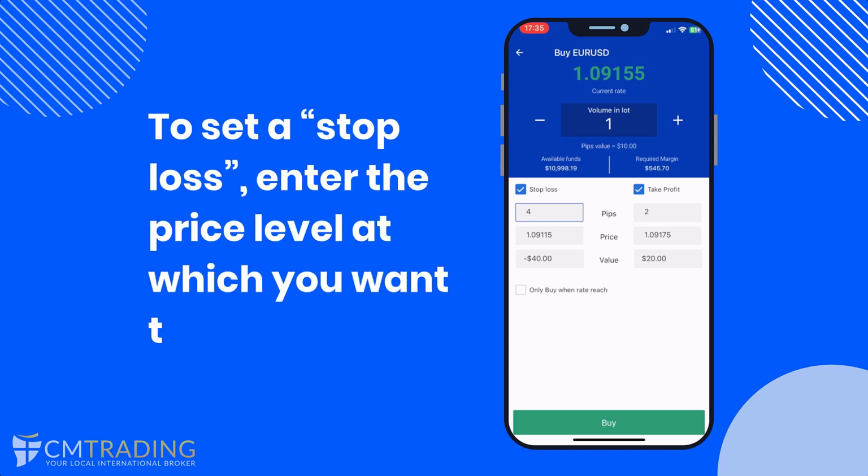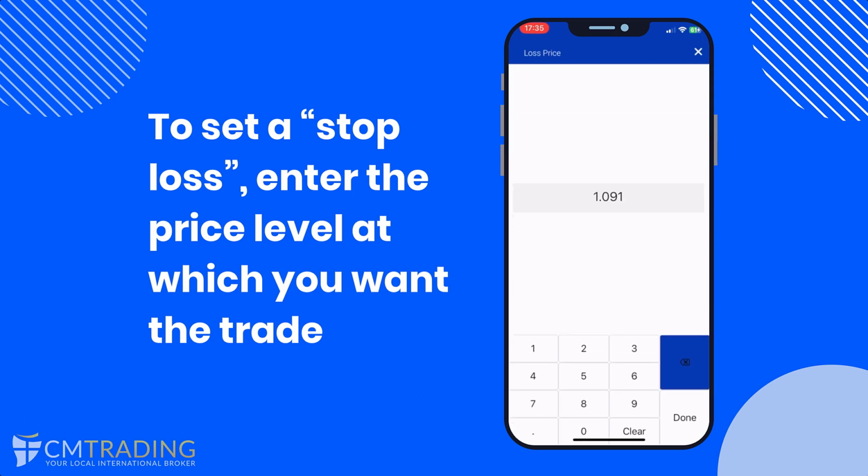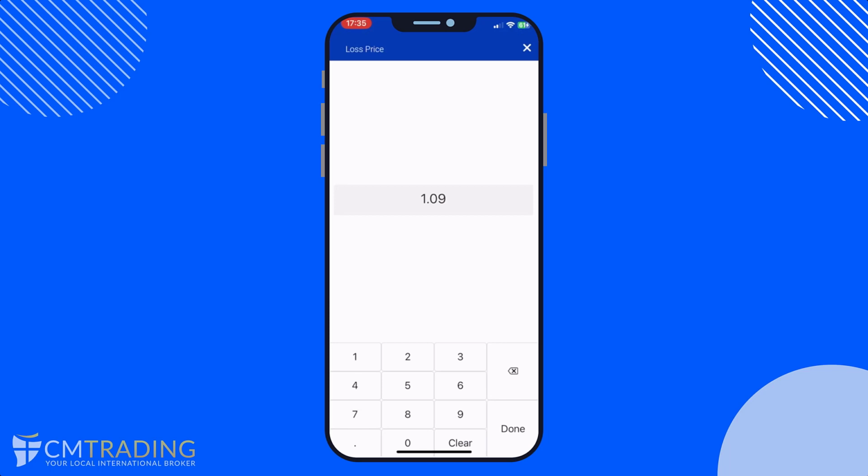To set a stop loss, enter the price level at which you want the trade to be closed automatically. Let's say you are buying a currency pair at 1.1000 and you want to limit your potential loss to 50 pips. You can set a stop loss level at 1.0950.